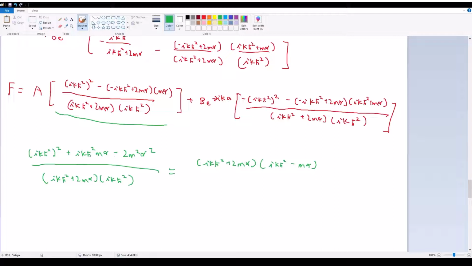The middle terms then become negative ik ħ² m alpha plus 2 ik ħ² m alpha, which does indeed cancel out to 1 ik ħ² m alpha. So this is a correct binomial substitution. At the bottom, I'm going to get ik ħ² plus 2m alpha, just like before, multiplied by ik ħ². So instantly these two terms cancel out, and I'm left with ik ħ² minus m alpha over ik ħ², which is much nicer compared to before.